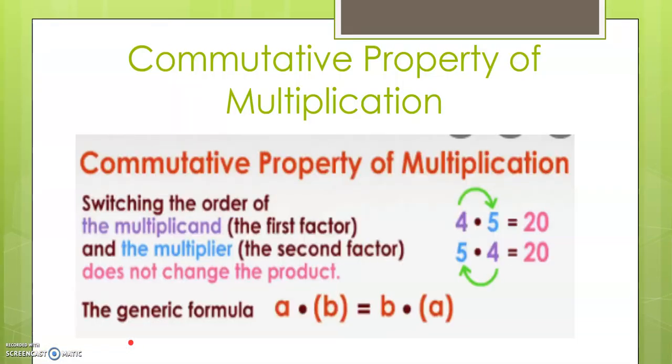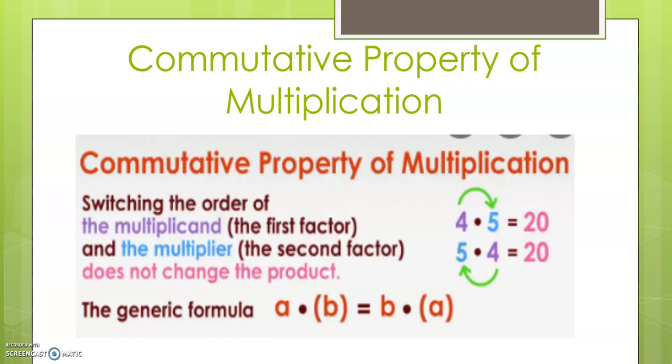Today, we're going to learn how to interpret numerical expressions. Let's begin by learning a new term called the commutative property of multiplication.